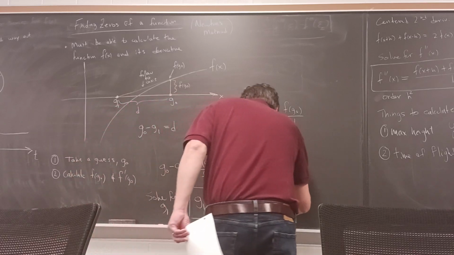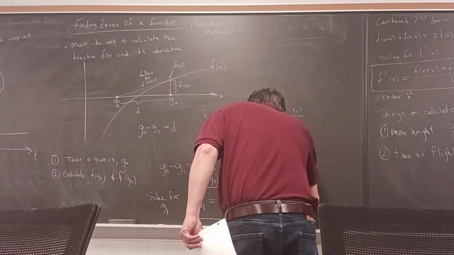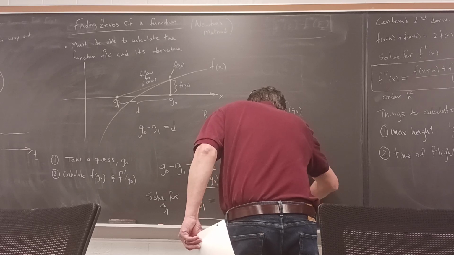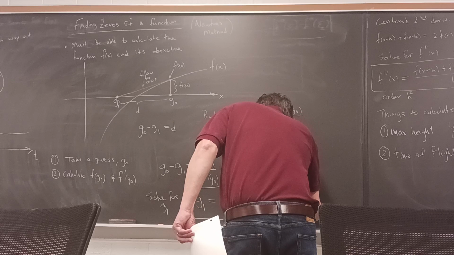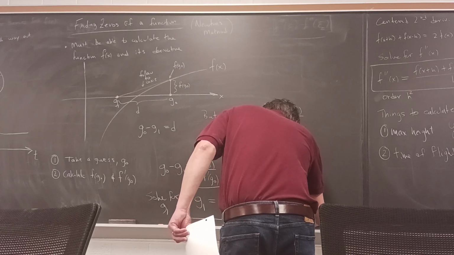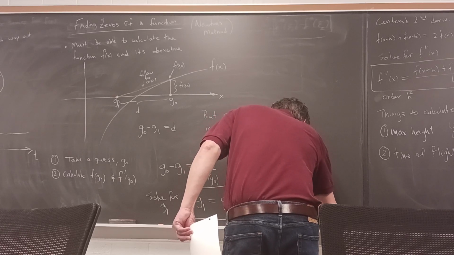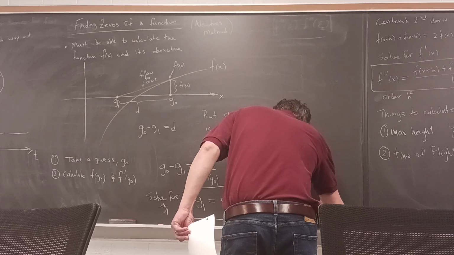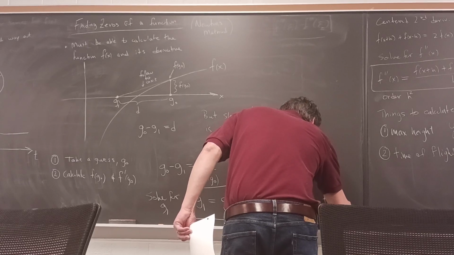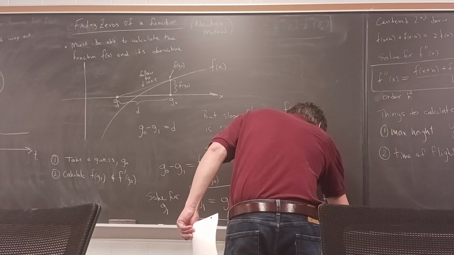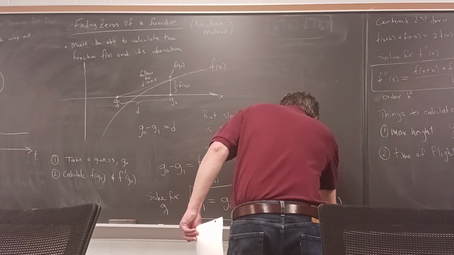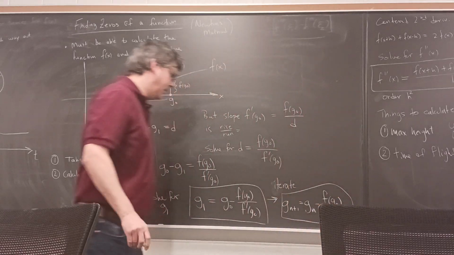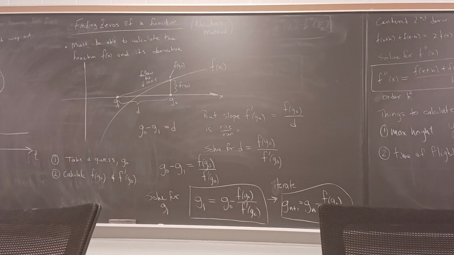Then you just iterate. G(n+1) is Gn minus f of Gn over f prime at Gn. So that's the Newton algorithm for calculating a function's zero.